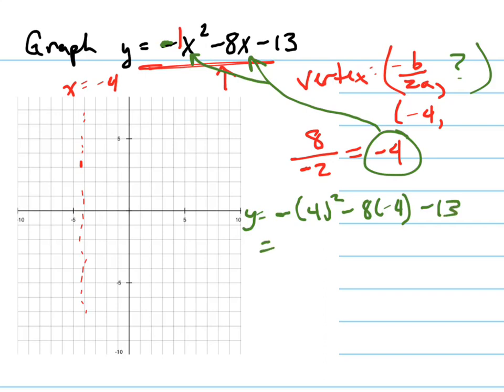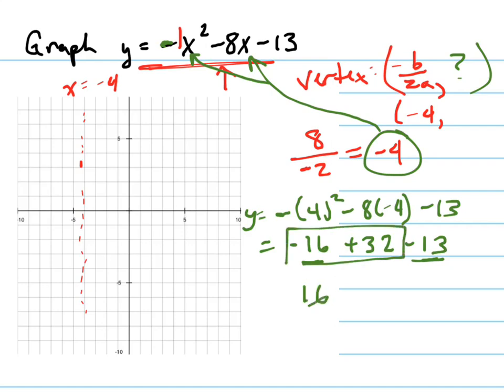Now let's simplify this with order of operations. So this is negative 16 plus 32 minus 13. Negative 16 and negative 13, well, I'll just do it like this. This is 16 minus 13, which equals 3. So my y-coordinate is 3. So here it is right here, negative 4 comma positive 3 is over here. That's my vertex. And notice that it was a negative a, which means it opens down.